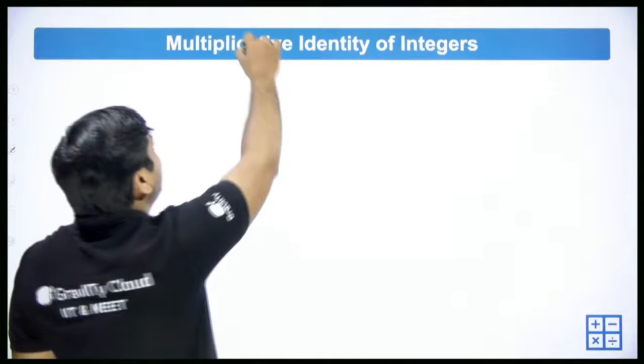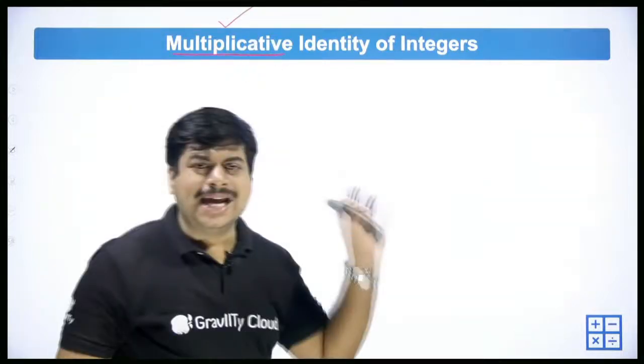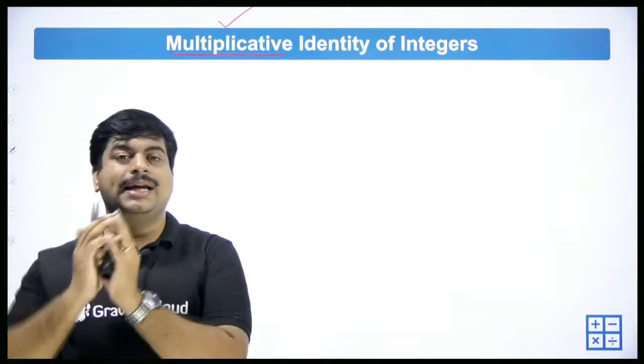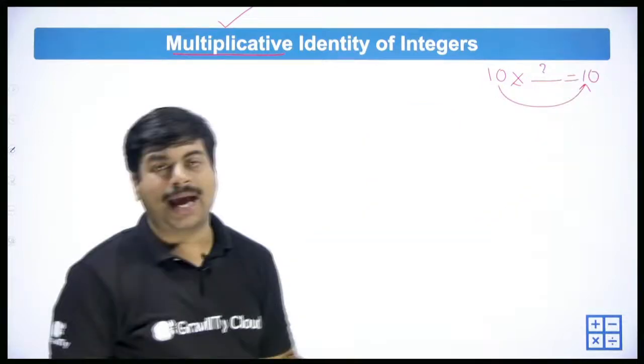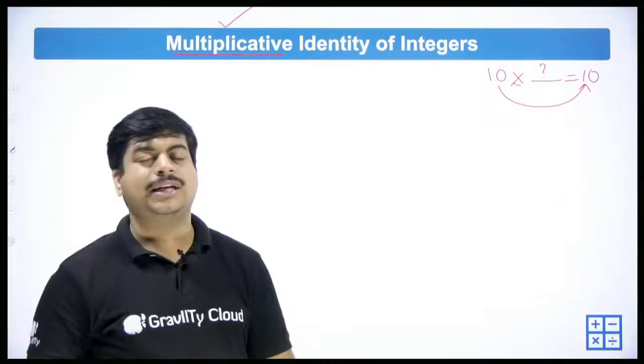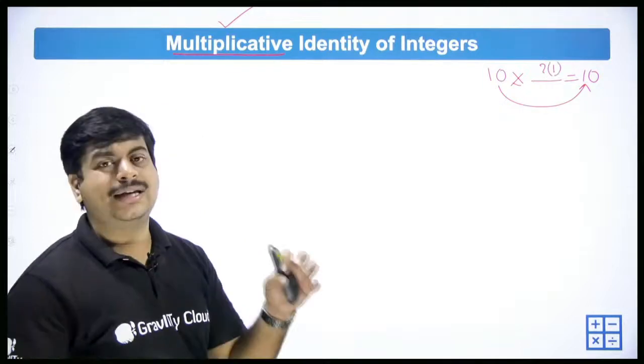The name itself says it. Identity means, as I said, that we should get the same number back. In the previous case, it is additive identity where we are adding the number. Here we are multiplying the number. So for the number 10, which number should I multiply with so that I get the same number back, the same identity back? For the number 10, I need to multiply with 1. 10 into 1 is 10. Only 1, right? You can see here, 1 is a multiplicative identity.